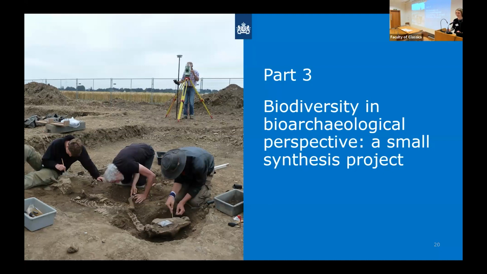So that leaves me with the last part 3, which is about biodiversity in bioarchaeological perspective. I would say a small synthesis project. The syntheses of the Valletta Harvest Program are cultural-historical in nature and not specifically bioarchaeological or methodological for that matter. Although certain themes touch the subject of bioarchaeology, like the synthesis on urban farming or wooden and bone artifacts.